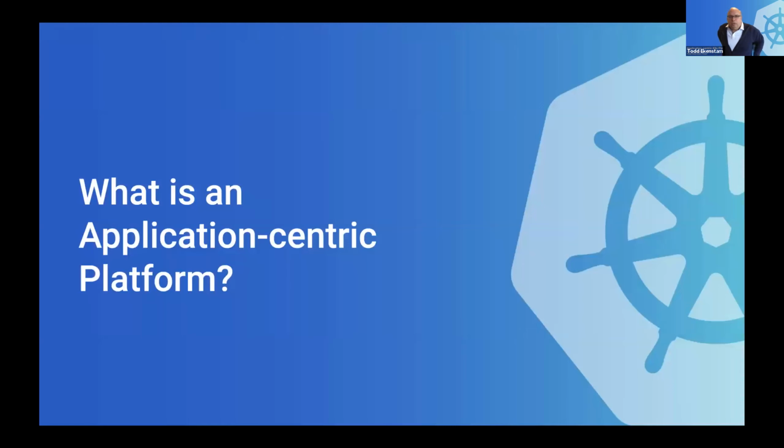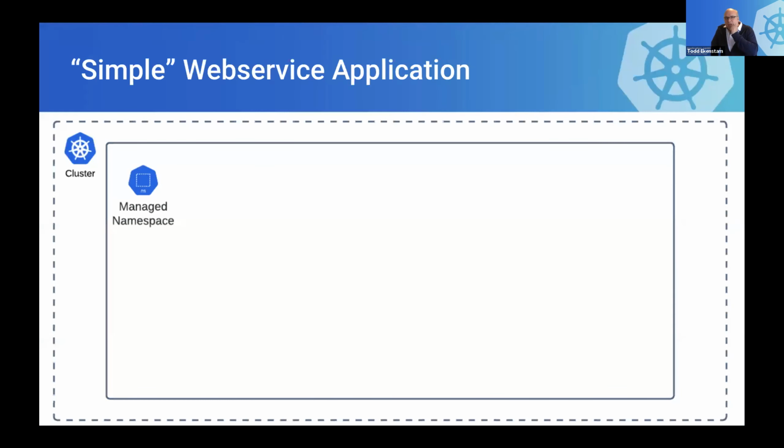So with that in mind, what exactly is an application-centric platform? What does that even mean? First, let's start by looking at a simple web service. This is an example of what our environment might look like at Intuit, where we have a managed namespace. There are other things here, like resource quotas, that the application team doesn't need to worry about. What I'm representing here is all the things the application team would be responsible for.